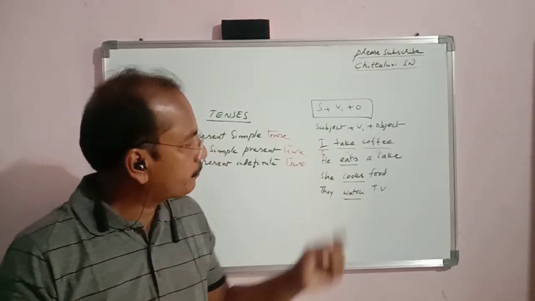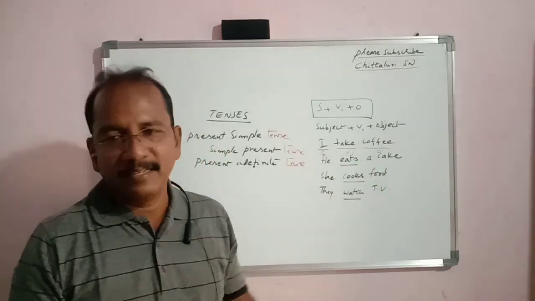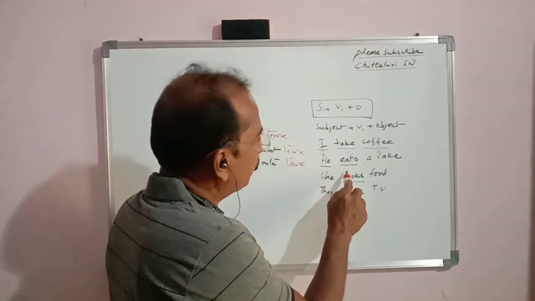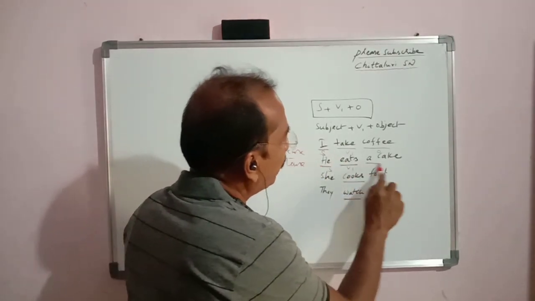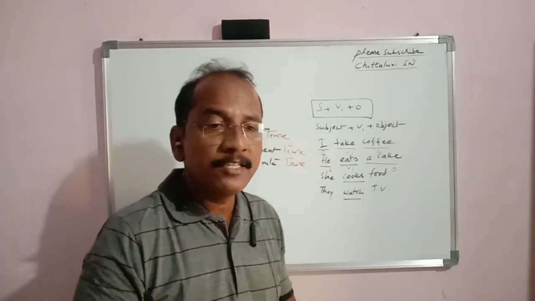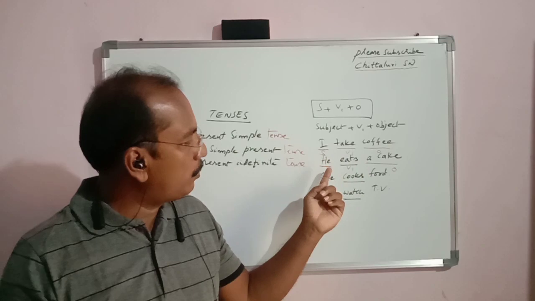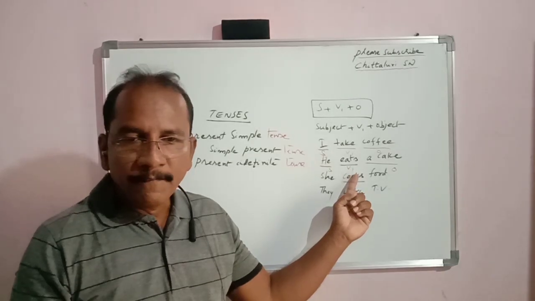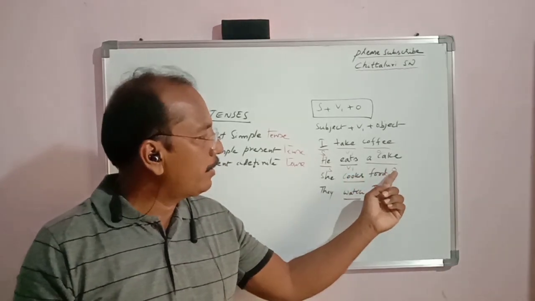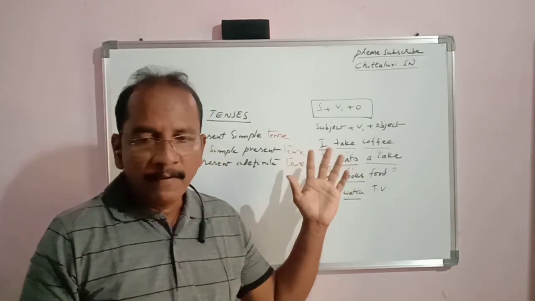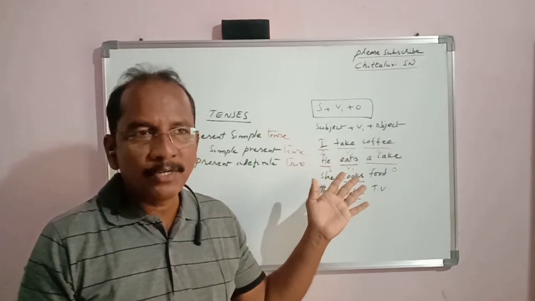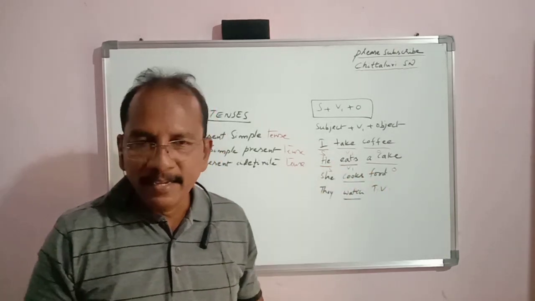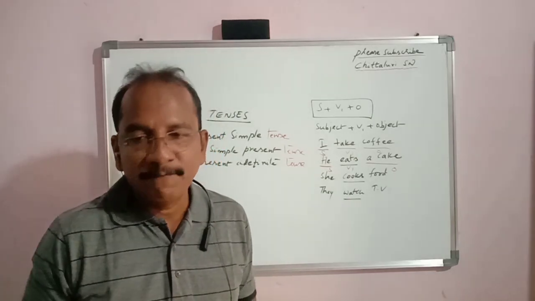Coming to next example. He eats a cake. So here, he is the subject, eats is the V1, and a cake is in object place. That's why it is object. So in this sentence also, the structure is like this. First subject is there, and later V1, first form of the verb, and later object. So with this structure, we can easily guess that this particular sentence, he eats a cake, is in present simple tense form.